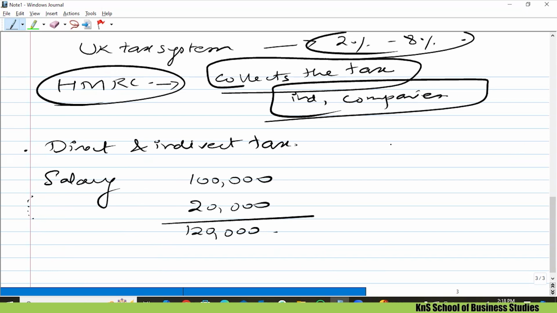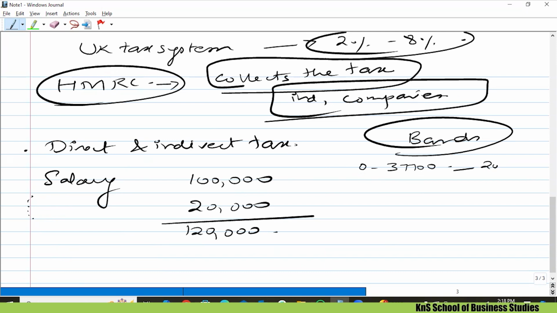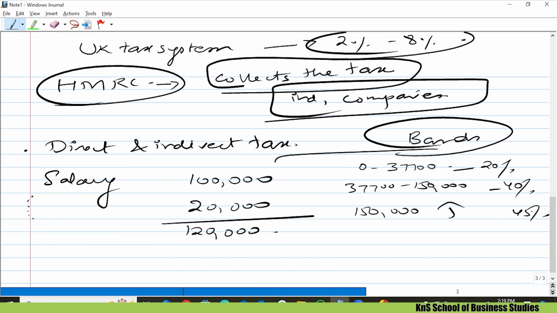Always remember that there are bands in this subject, and the bands will also be given to you in your exam. So no need to learn anything, learn how to apply it. Right now I'm giving a very rough figure: up to 37,700, let's suppose it's 20%. Afterwards, 37,700 till 150,000, it's 40%. And if I'm earning more than 150,000, that is 45%. It's just a rough figure which I'm using over here to make you understand.